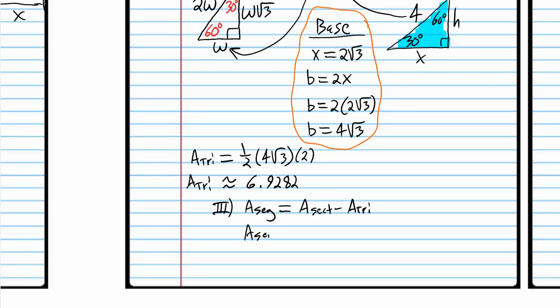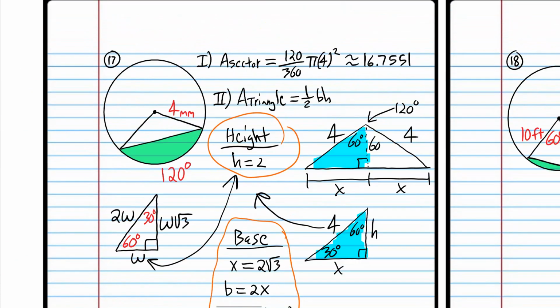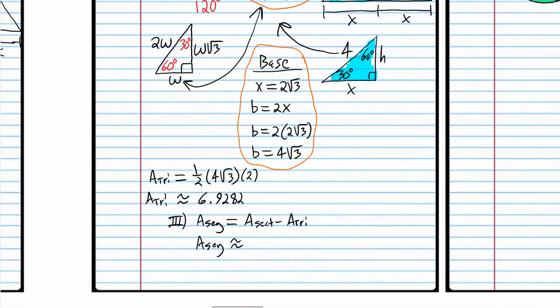So now, finally, step 3, we're going to calculate the actual area of the segment. So the area of the segment is approximately equal to the area of the sector, which we found up here is 16.7551.